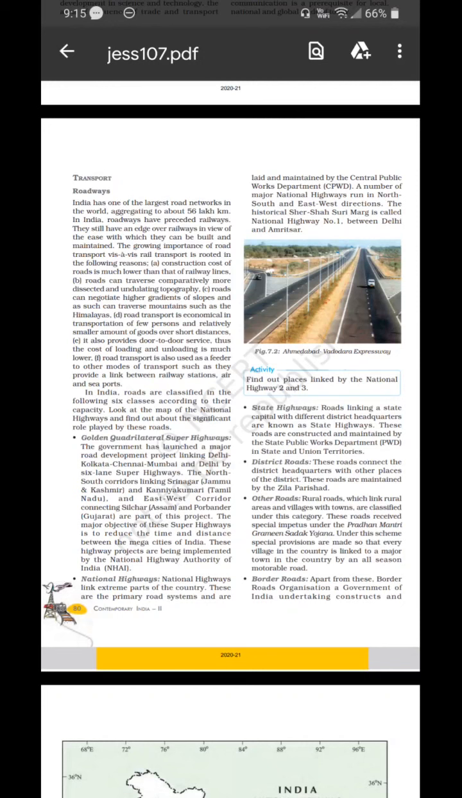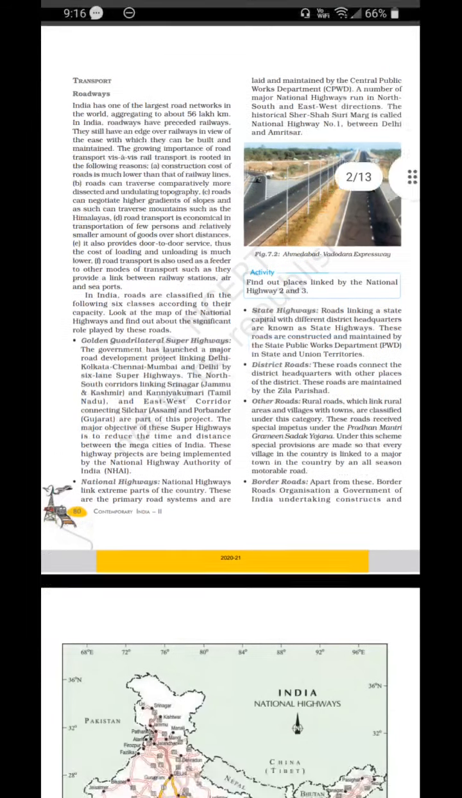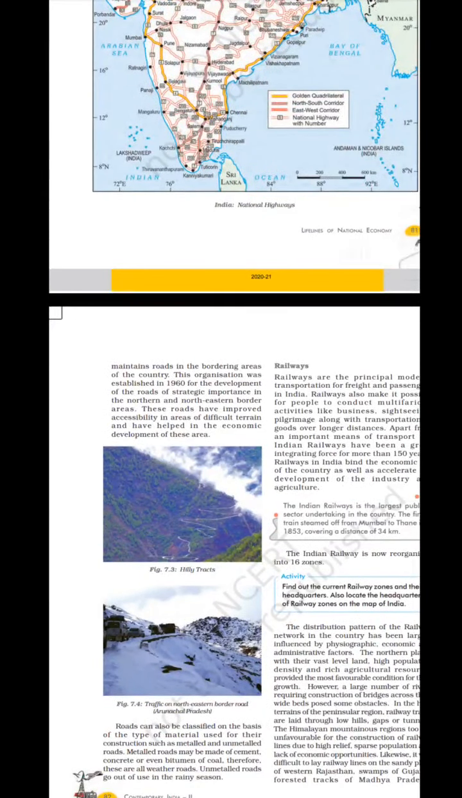Other Roads. Rural roads which link rural areas and villages with towns are classified under this category. These roads received special impetus under the Pradhan Mantri Gramin Sadak Yojana. Under this scheme, special provisions are made so that every village in the country is linked to a major town in the country by an all-season motorable road. Border Roads. Apart from these, the Border Roads Organisation, a Government of India undertaking, constructs and maintains roads in the bordering areas of the country.